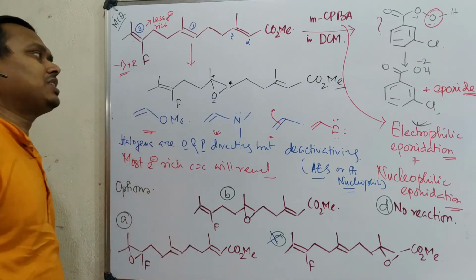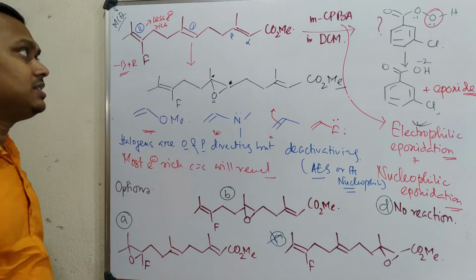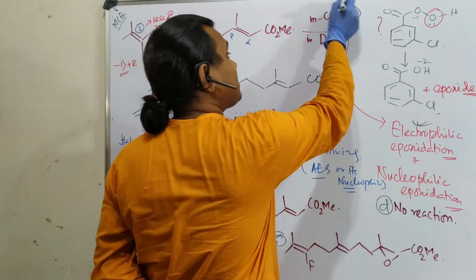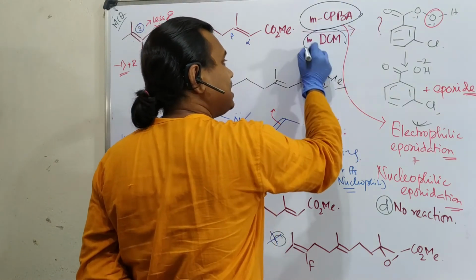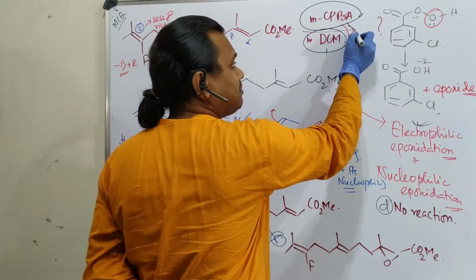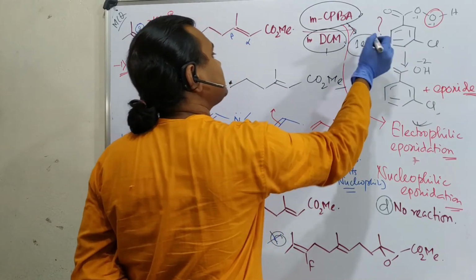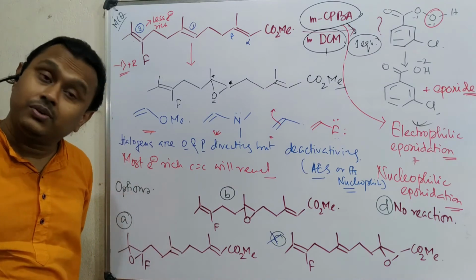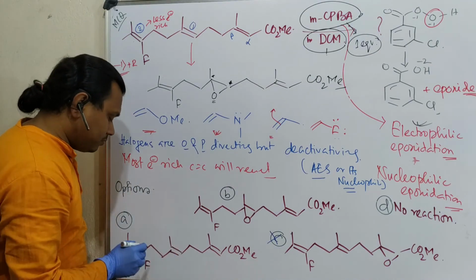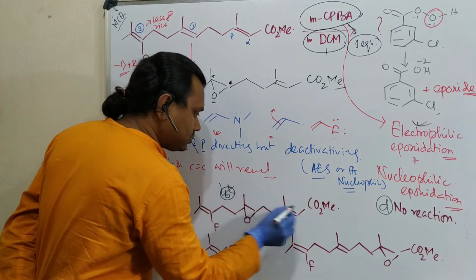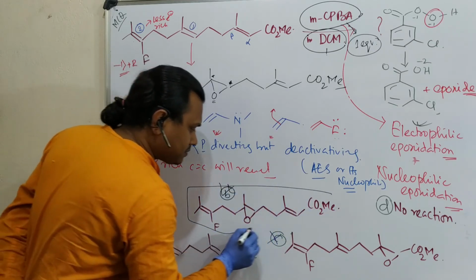Now a simple question comes: sir, will it stop at this stage? Obviously yes, because I have mentioned m-CPBA in DCM, DCM as a solvent, and m-CPBA means this is actually one equivalent. If it were excess, then I would have mentioned it here. So the answer of the problem is B. So this is the answer.